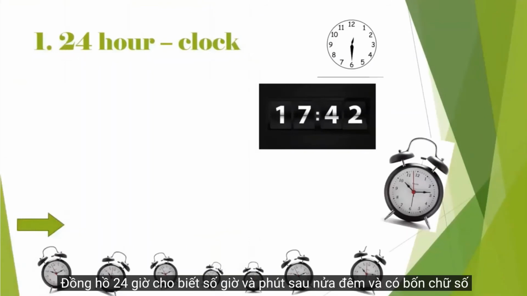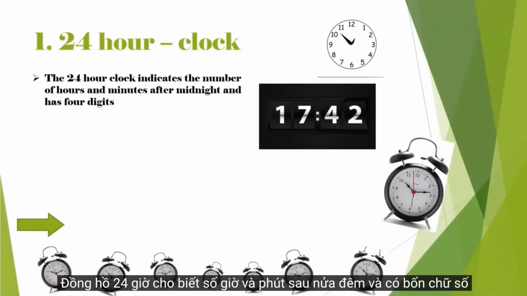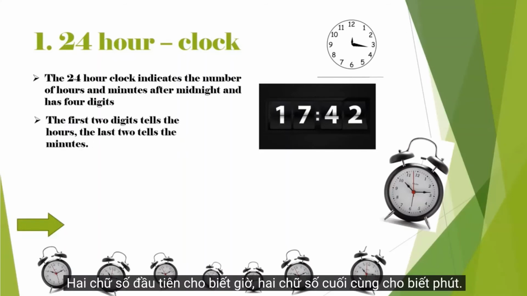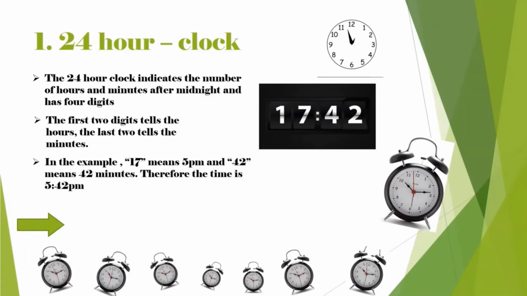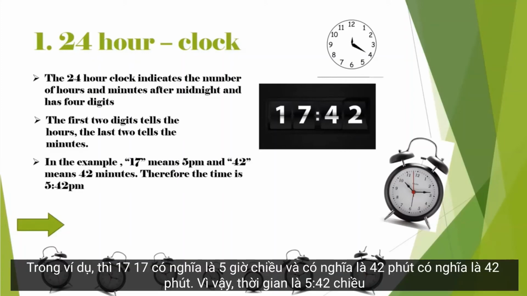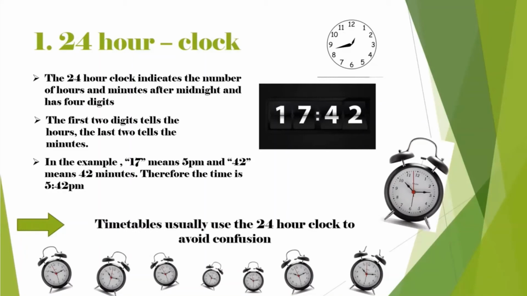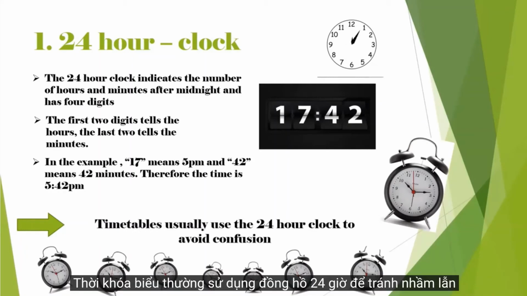Now the 24-hour clock. The 24-hour clock indicates the number of hours and minutes after midnight and has 4 digits. The first 2 digits tell the hours, the last 2 tell the minutes. In the example, 17 means 5 p.m. and 42 means 42 minutes. Therefore, the time is 5:42 p.m. Timetables usually use the 24-hour clock to avoid confusion.